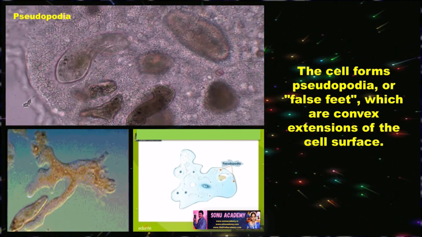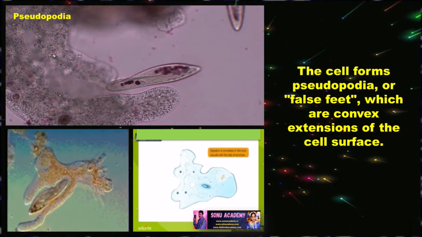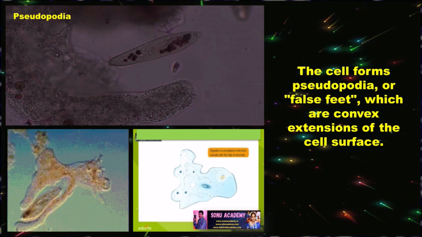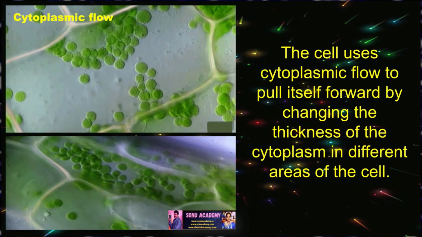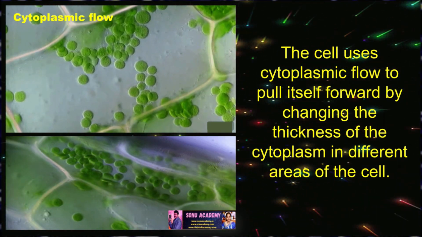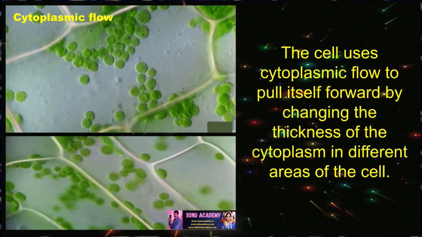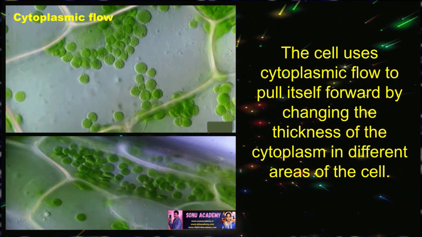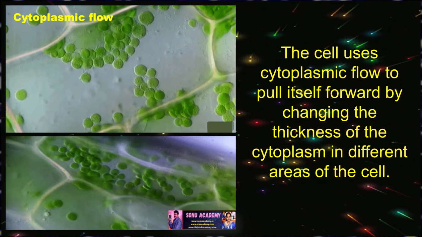Pseudopodia. The cells form pseudopodia, or false feet, which are convex extensions of the cellular surface. Cytoplasmic flow. The cell uses cytoplasmic flow to pull itself forward by changing the thickness of cytoplasm in different areas of the cell.